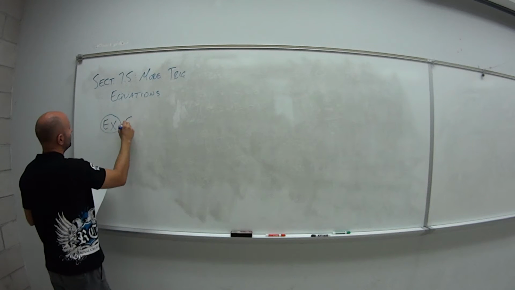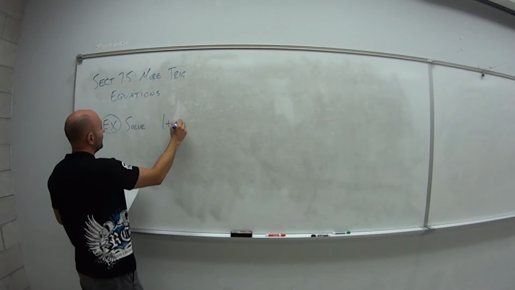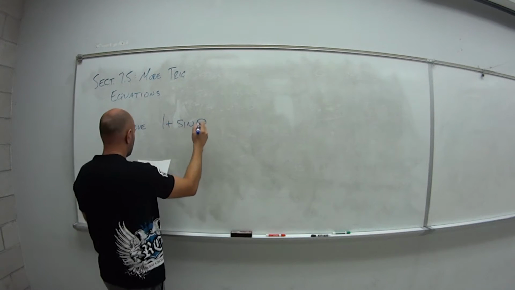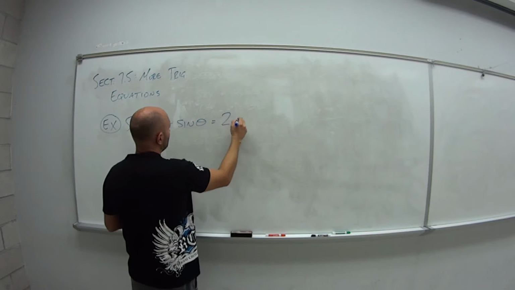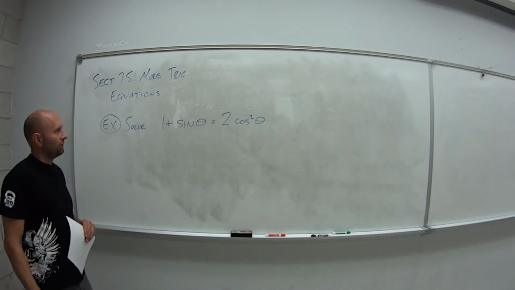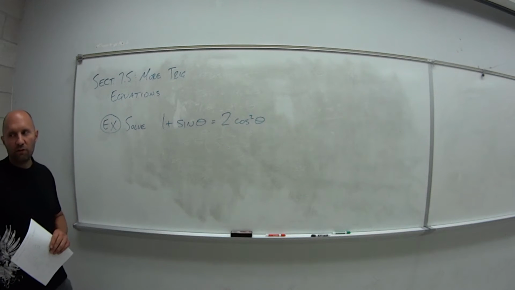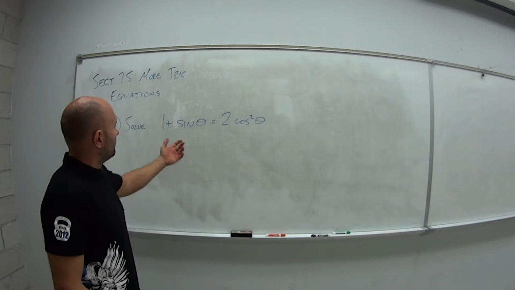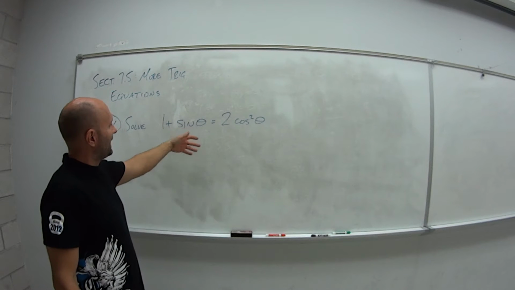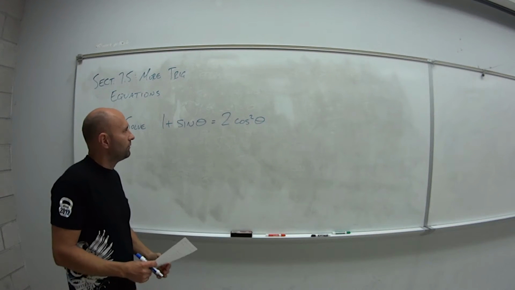So let's look at an example like that. Let's say we want to solve 1 plus sine of theta is equal to 2 times cosine squared of theta. In this situation, if we move this over, we can't factor out a sine or a cosine like we did before.